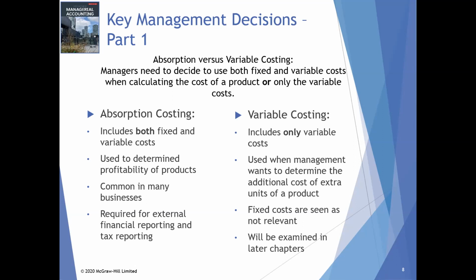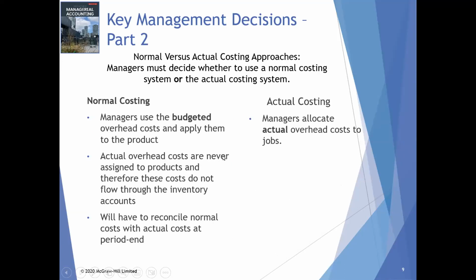Fixed costs are seen as not relevant in this case. In variable costing, fixed costs are not relevant, and we will be examining that in later chapters. Okay, so now look at this. The second key management decision, number 2: the normal versus actual costing approach.